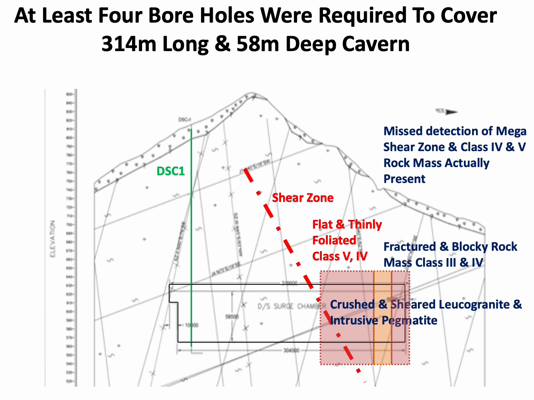Therefore, it missed detecting a mega shear zone and class 4 and class 5 rock masses which were actually present. This mega shear zone was missed when seen through this borehole, and there were class 4 and class 5 classifications of rock masses actually present here, which were crushed and sheared lithogranite and intrusive pegmatite. These remained unrepresented.